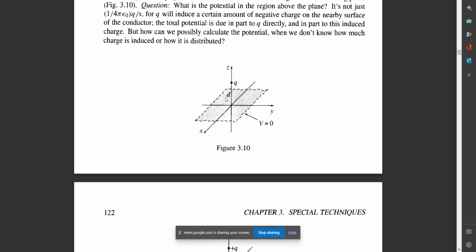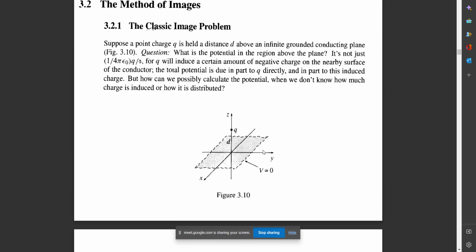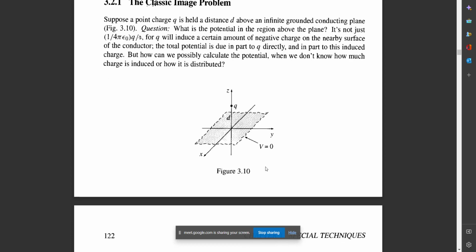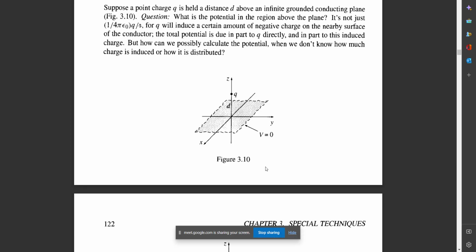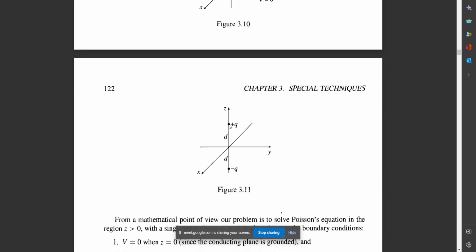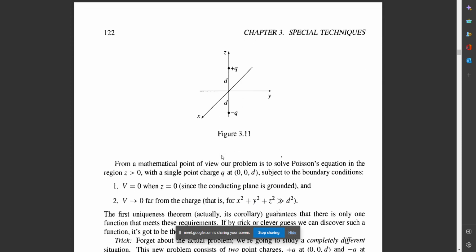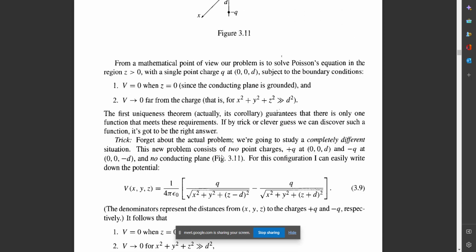Let's say the infinite grounded conducting plane is at the xy plane, that is, z equals 0. To solve this question, we will make an image of the point charge with a negative sign, that is minus q, and put it at the same distance d from the xy plane, from z equals 0, and then try to find the voltage.